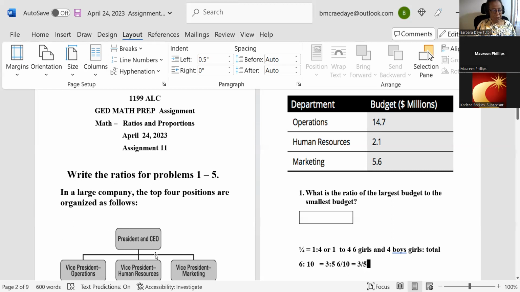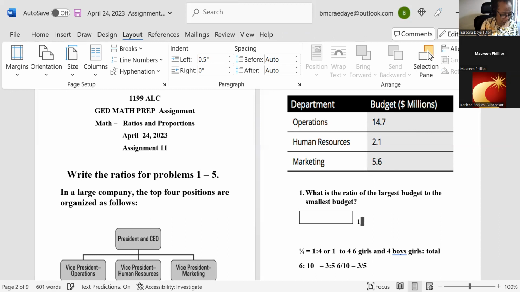Okay. Now, let's go to number 1, and this breakdown of how the company reports. You don't really need that. What you need is the budget, because it says what is the ratio of the largest budget to the smallest budget. Now, this table here has the budget for operations, the budget for human resources, and the budget for marketing. So what's the largest budget here, Maureen? Operations.